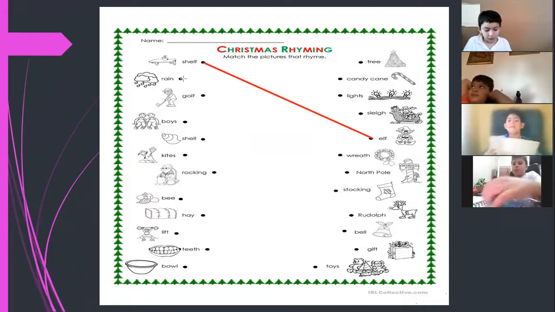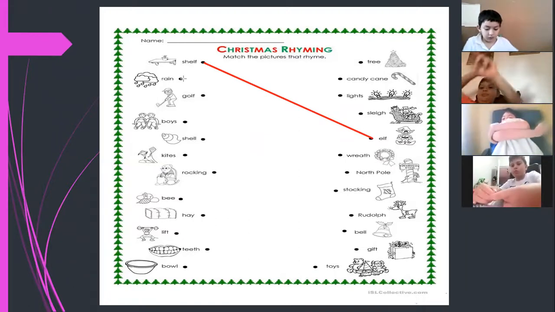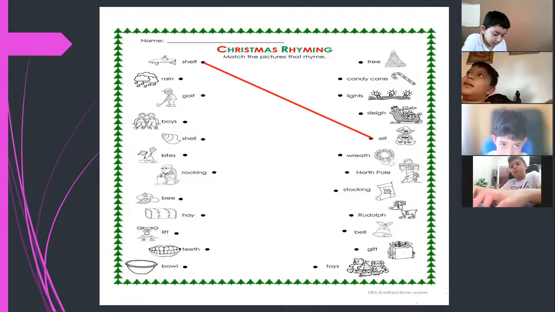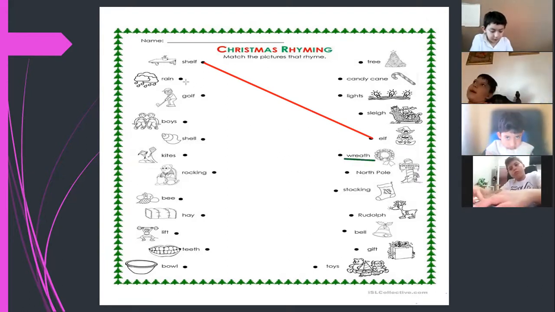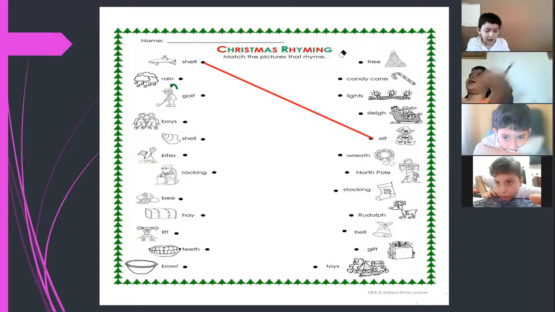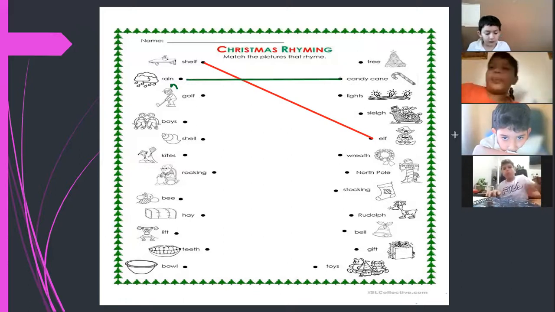Yes, you can. Rain with rate? No. Rain. This one, this is a breath. Yes, breath. But no, no. Breath has a Z sound at the end. And rain has an N. It doesn't match. I found candy cane. Exactly. Candy cane. Rain, cane. This one. Diego, the next one.